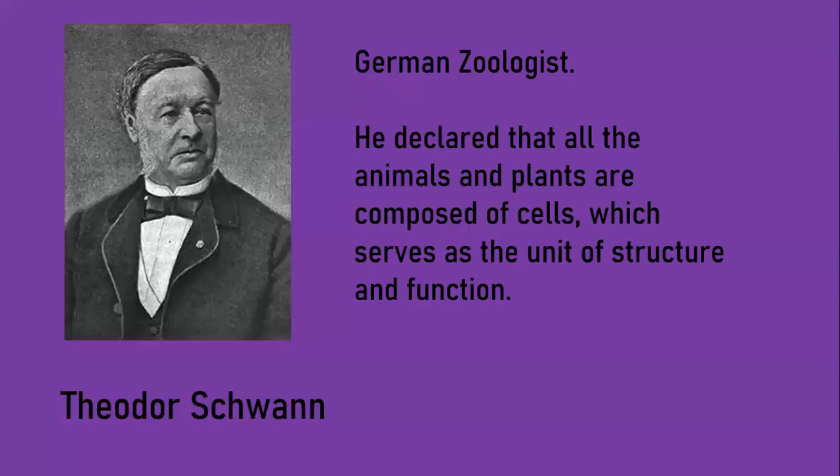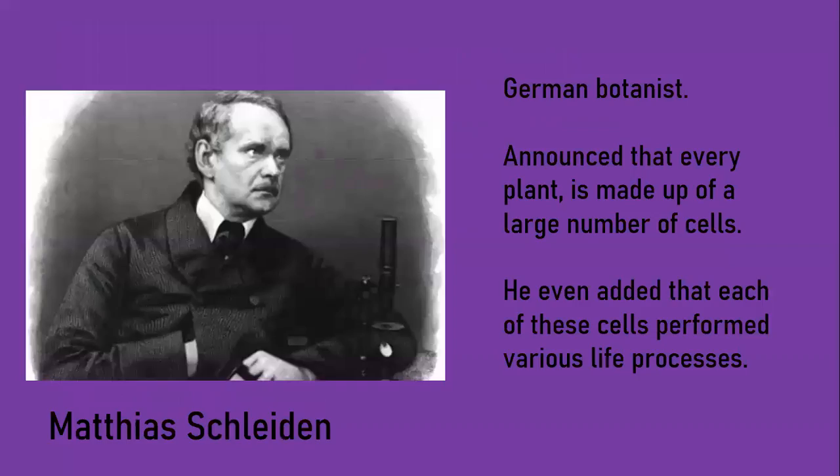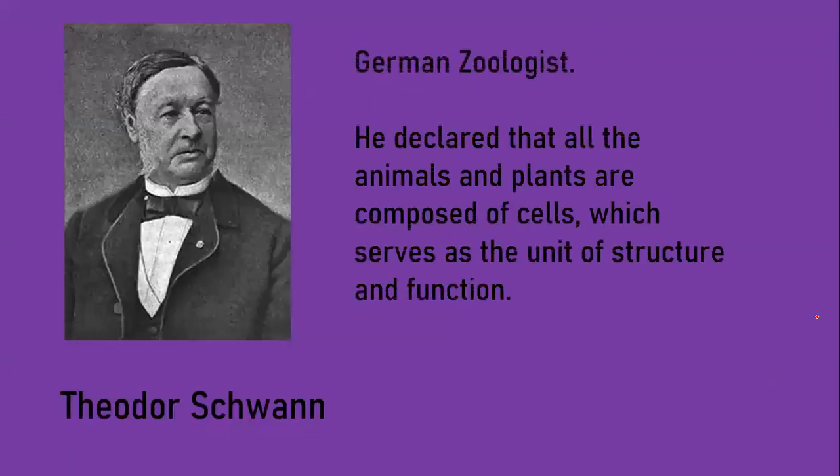So in the previous slide only, we have seen that the German botanist is telling us that each of these cells performed various life processes, right? This is what he is saying. And the German zoologist is saying that which serves as the unit of structure and function. So again, I will suggest you to please go and watch my previous video, where I have explained why the cell is said to be the structural and functional unit of life.